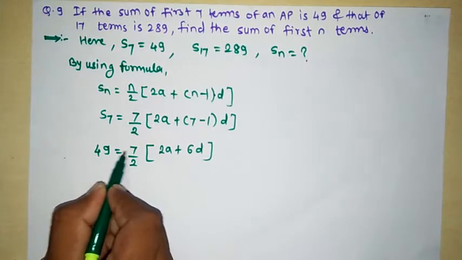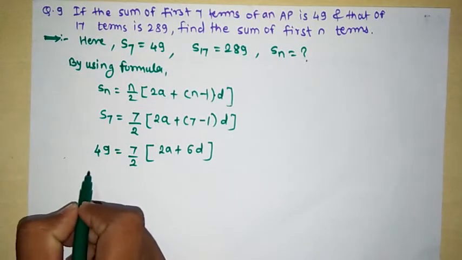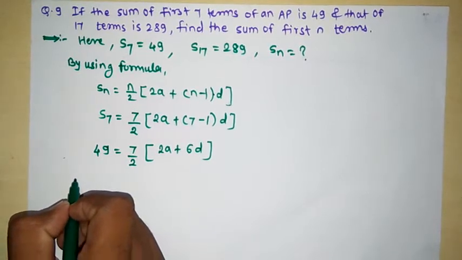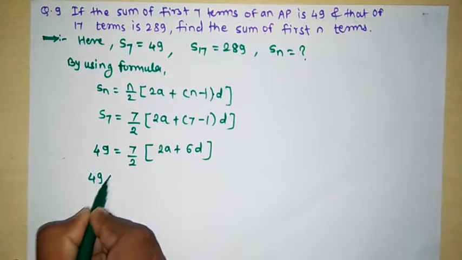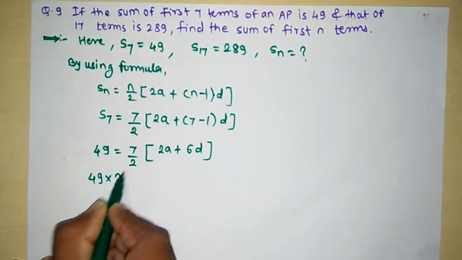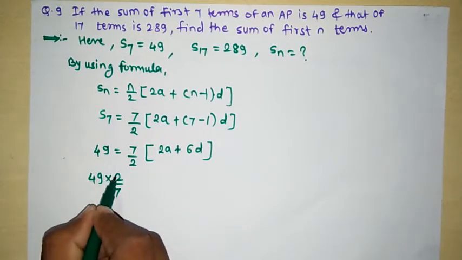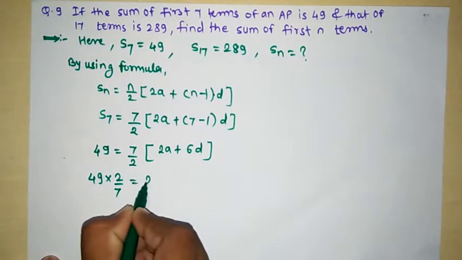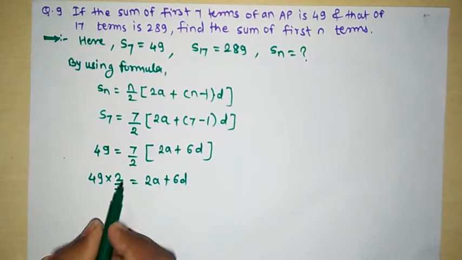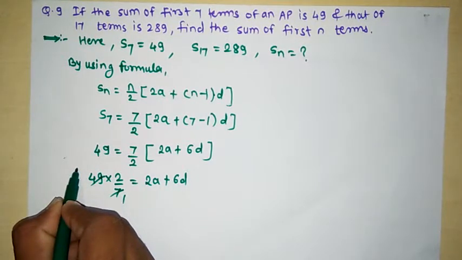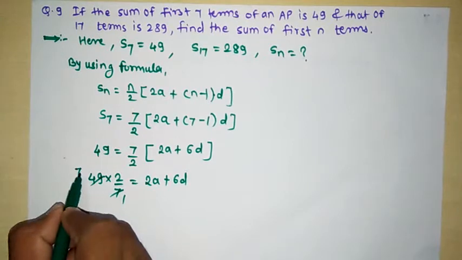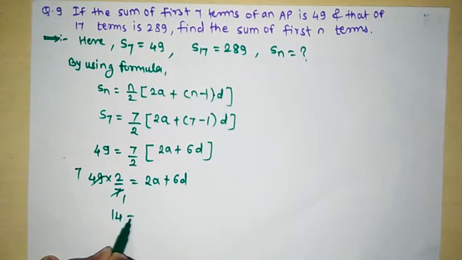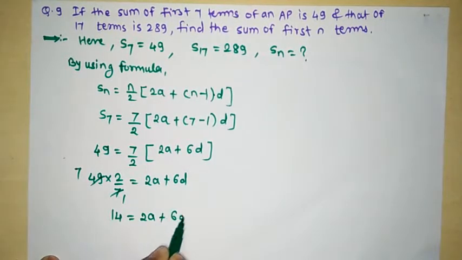Now see here, send this 7 by 2 towards the left hand side. It will become the reciprocal, that is 49 into 2 by 7. 7 by 2 will become 2 by 7 when we send it towards the left hand side, it becomes the reciprocal of it. Therefore, this is equal to 2a plus 6d. Now 7 ones are 7, 7 sevens are 49, and 7 into 2 is 14, which is equal to 2a plus 6d. Mark it as equation number 1.